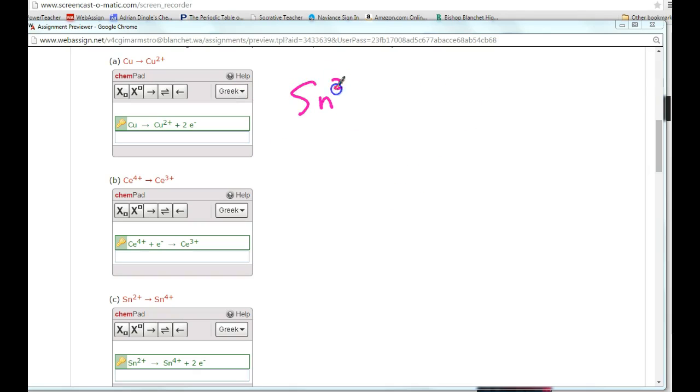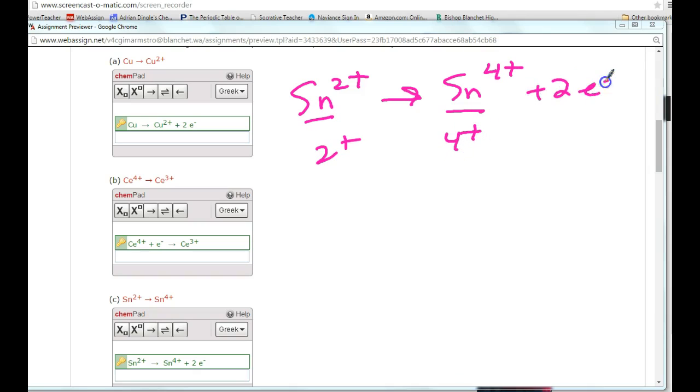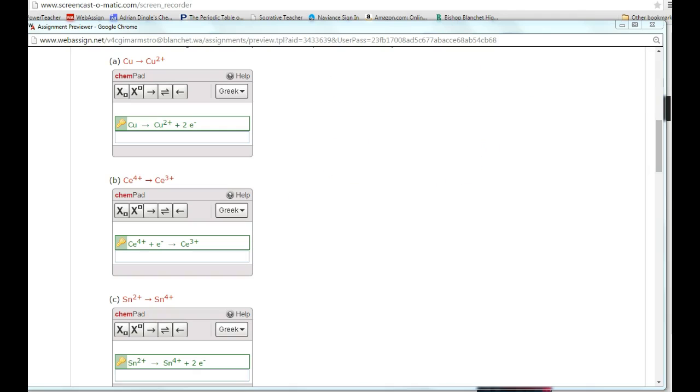Next one, Sn2+ arrow Sn4+. 1 Sn, a 2+, a 4+. We will add 2 electrons to this side because a 2- and a 4+ will add up to a 2+, which then equals that side.